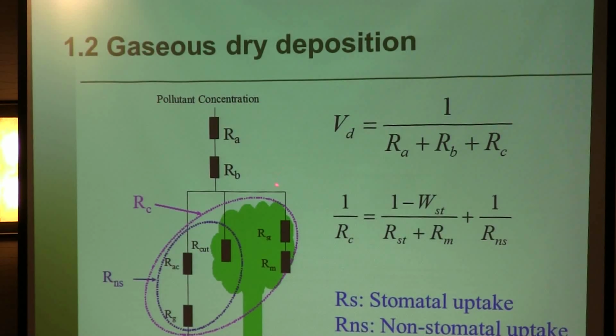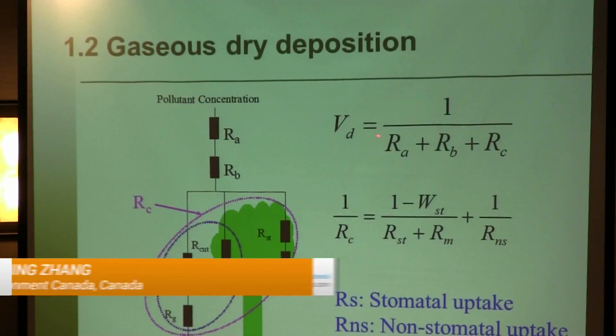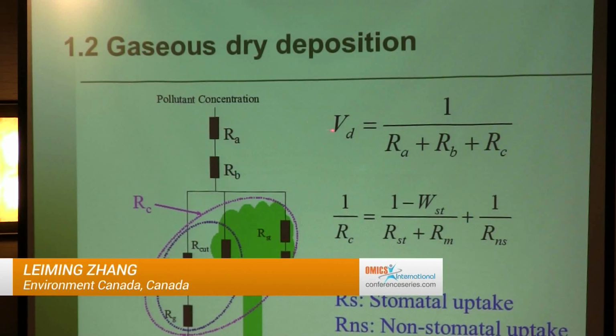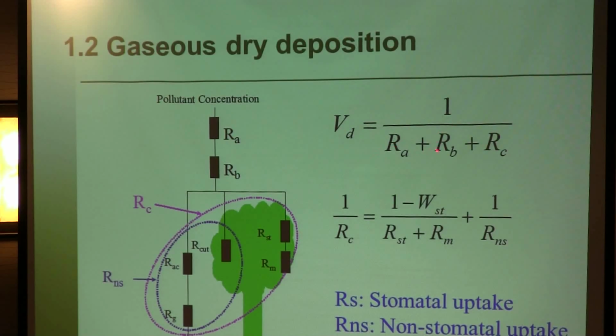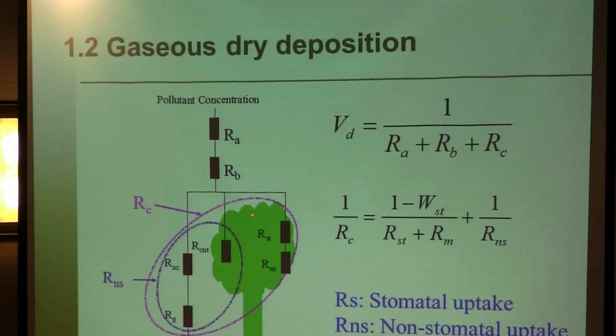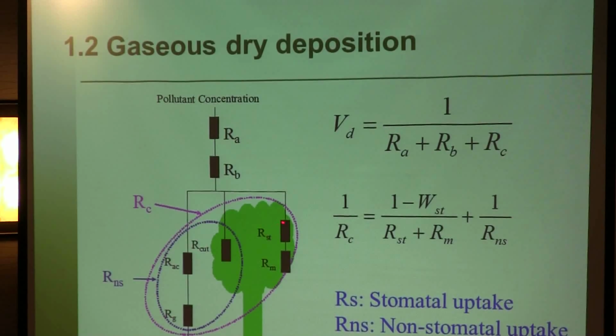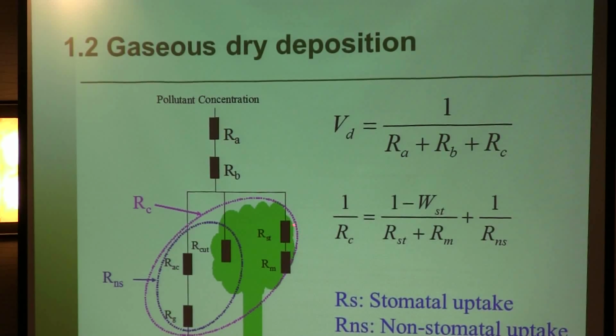For gas dry deposition, again, we also use the resistance approach. The deposition velocity is a parameter used for describing the dry deposition of gaseous pollutants. It is parameterized as the reverse of the total resistance, including the aerodynamic, quasi-laminar, and the canopy resistance. And there are two major pathways for gaseous pollutants. One is the stomatal uptake. The leaf has stomata, and the gaseous pollutants can diffuse into the stomata. The other one is non-stomatal uptake, by the leaf cuticle or by the soil.